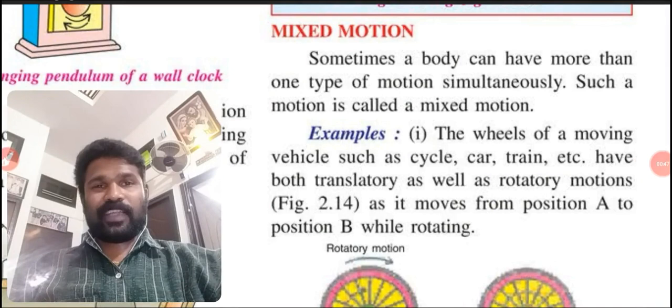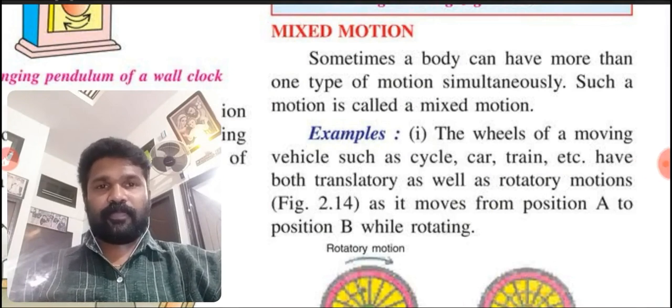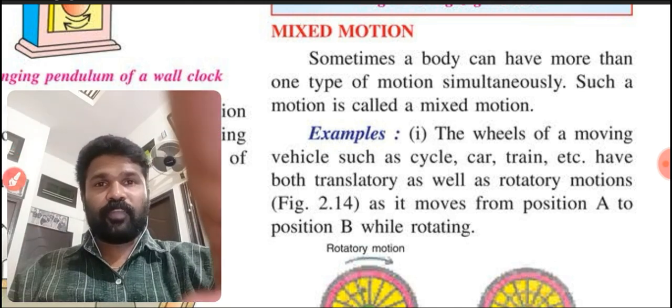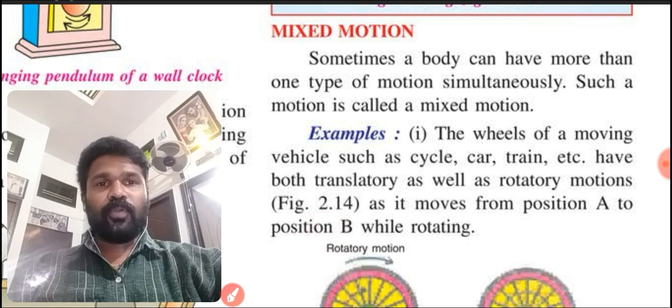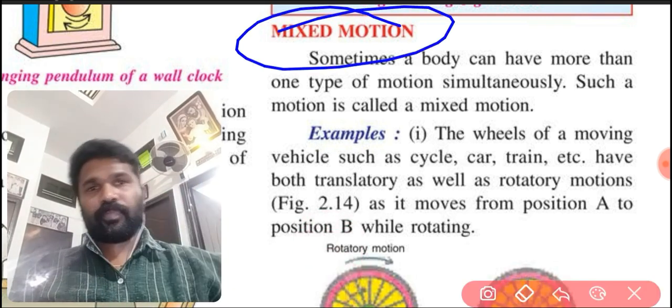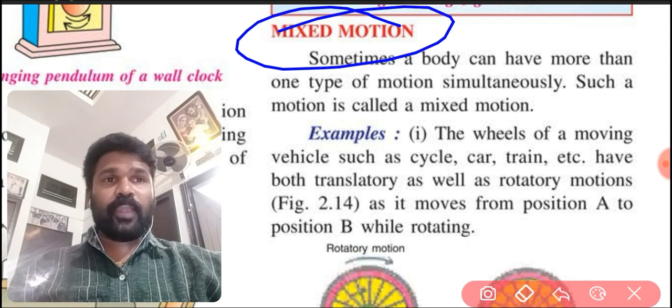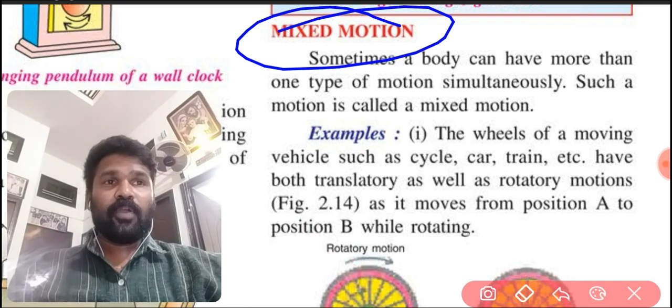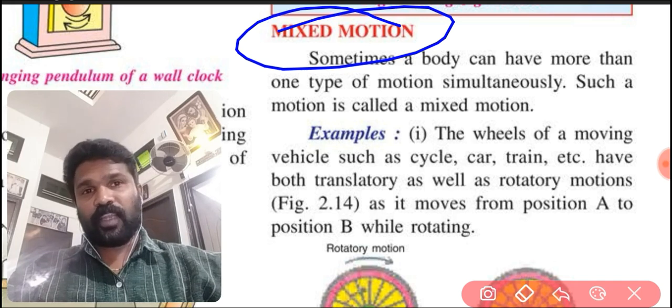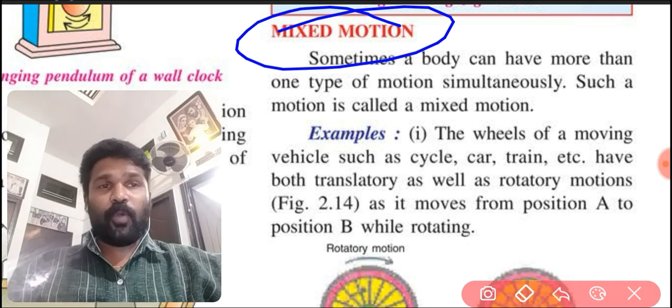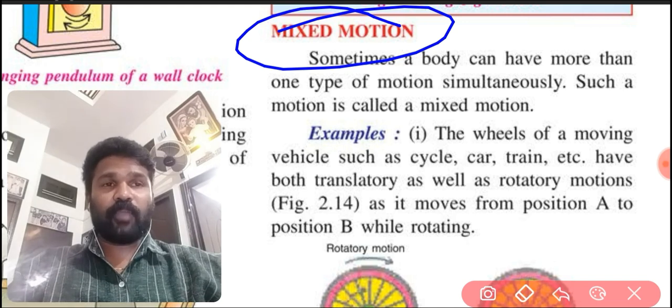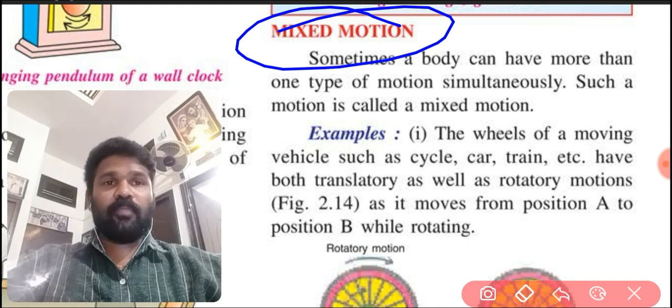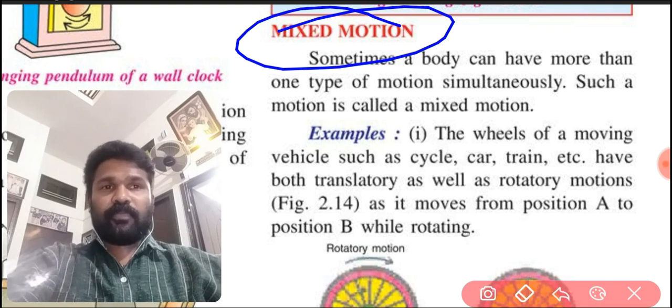Okay students, 7 types of motions we have discussed. In 2 days we are discussing different types of motion. Clear? And today we are going to take one important portion from this chapter, that is, I told you, mixed motion. Sometimes a body can have more than one type of motion simultaneously. Such a motion is called a mixed motion.